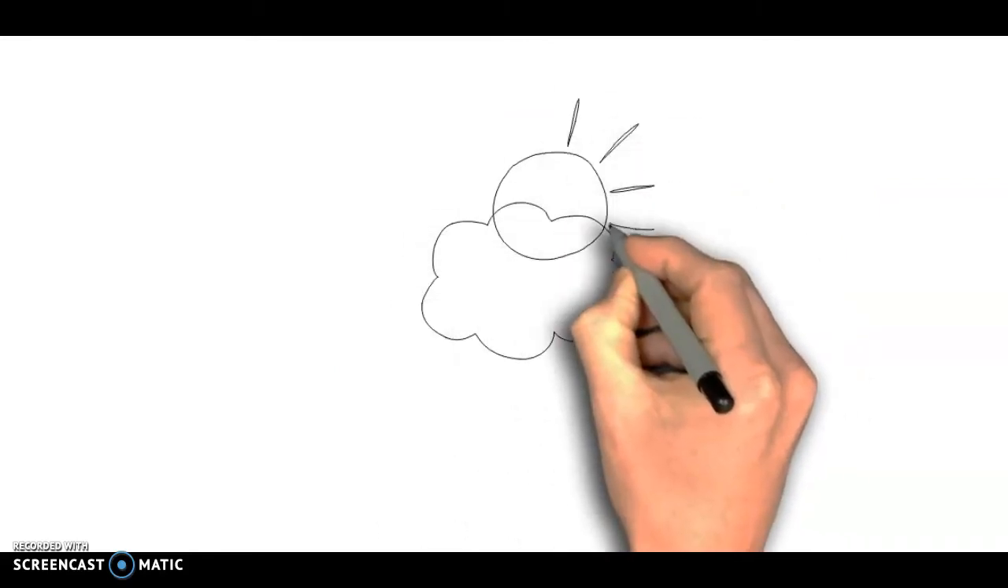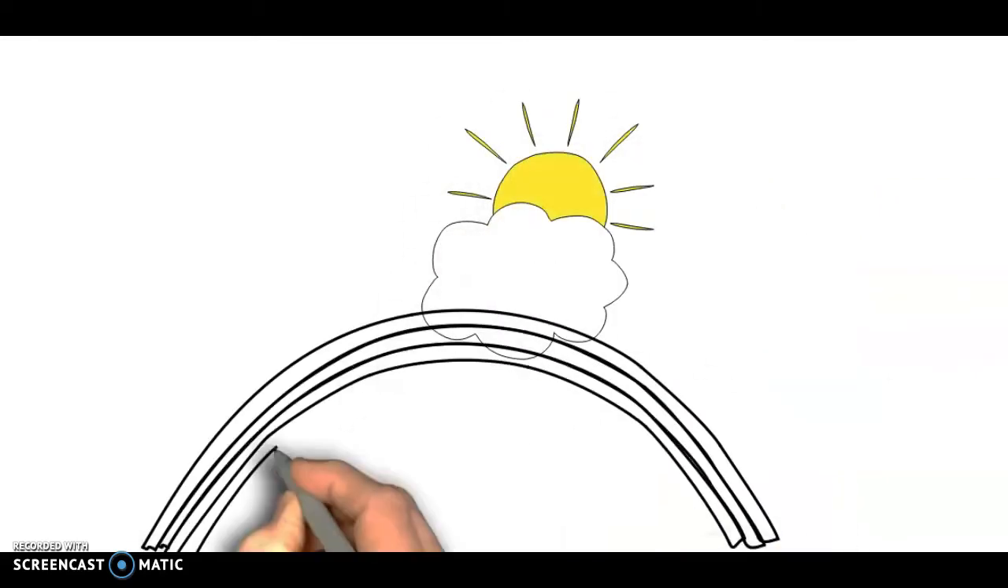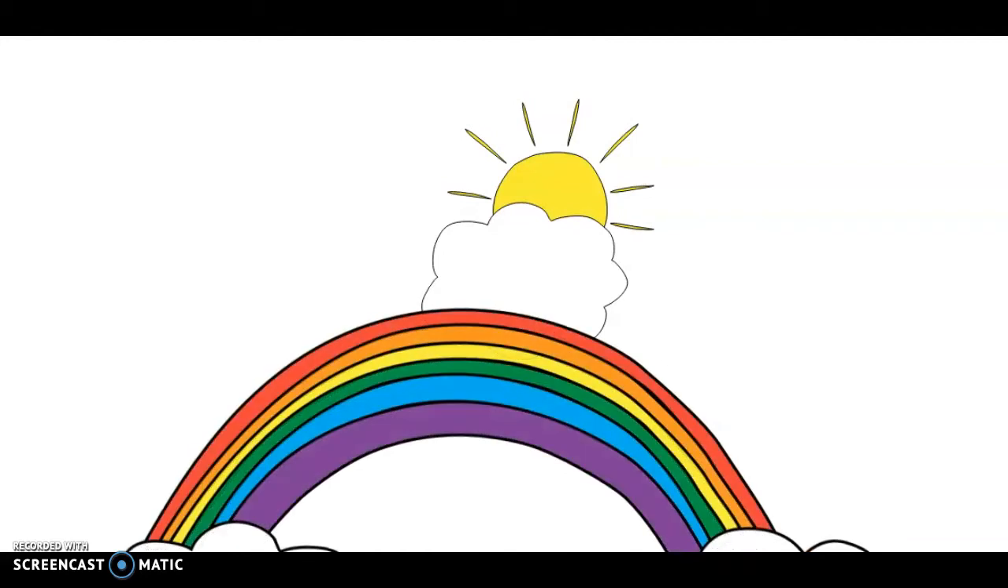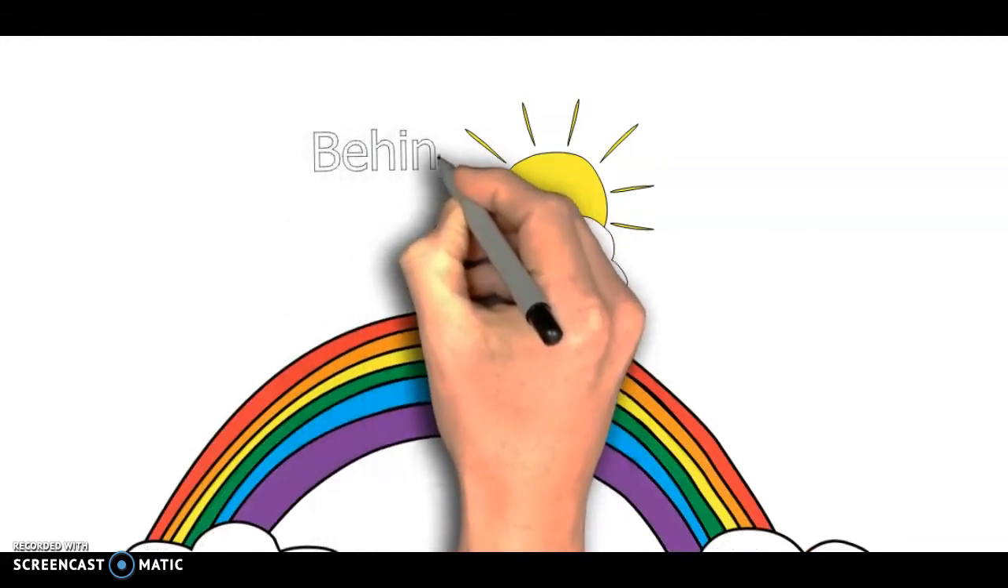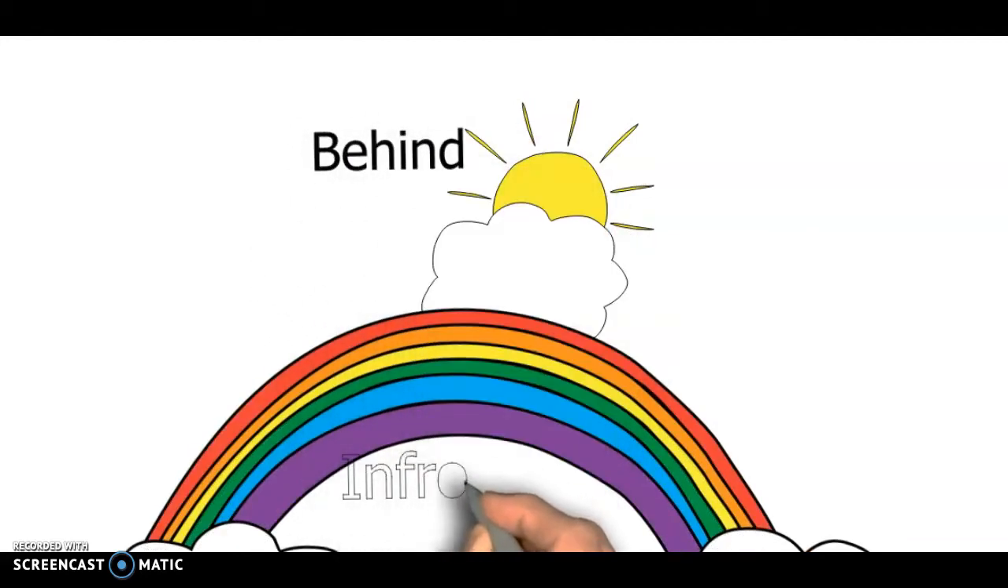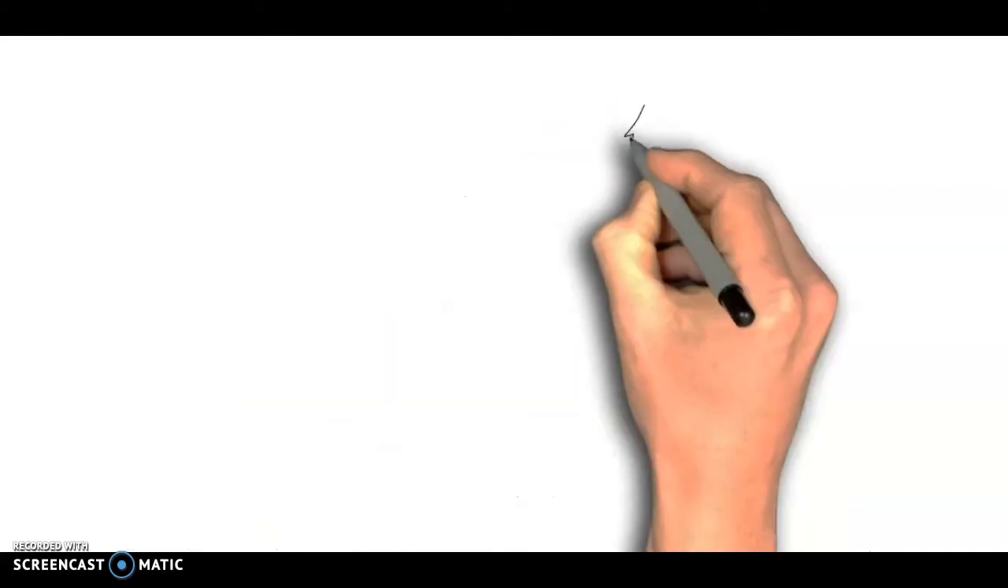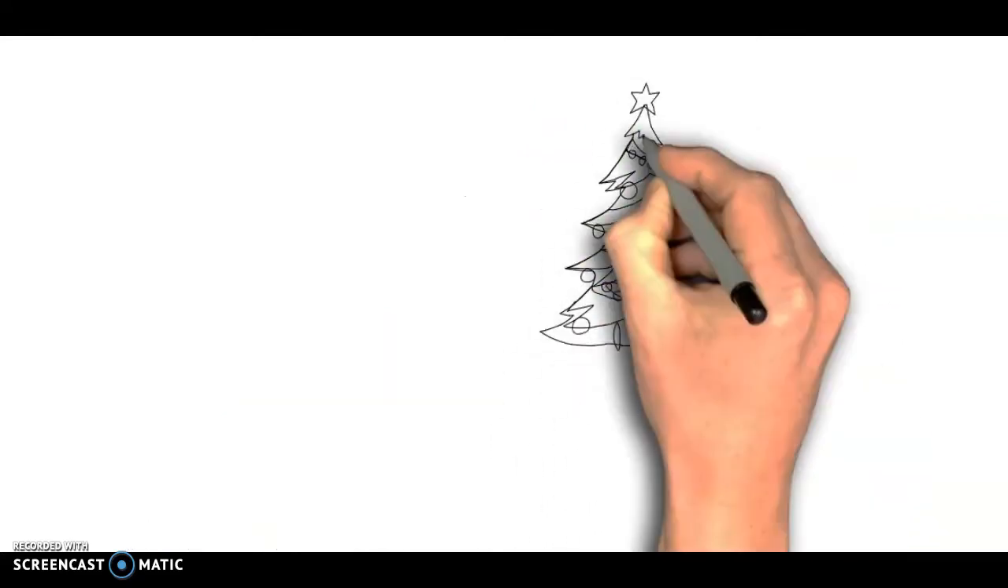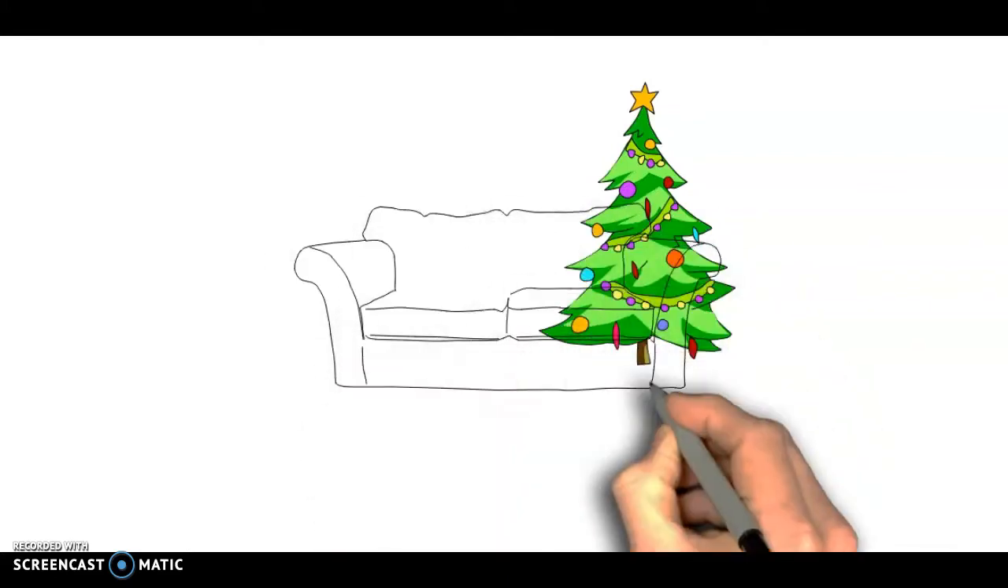So in this picture you can see the sun which is hiding behind the cloud, and in front of cloud you can see the rainbow. Sun जो कि clouds के पीछे है, that is behind, और rainbow जो कि cloud के आगे है, that is in front of.